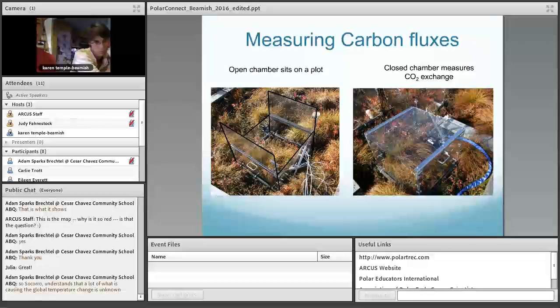Okay, great. Let's see what else we got here? All right, so they understand there at the Albuquerque School that a lot of what is causing the global temperature change is unknown. That's what they got out of your response there.